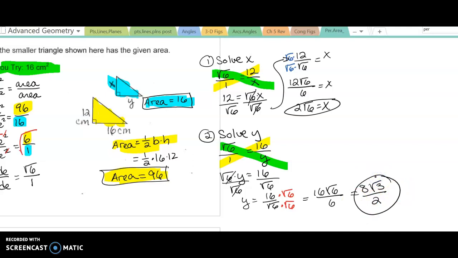And that, my friends, is your answer for x and y. Correction, that's 8 square root 3 over 3. Oops.